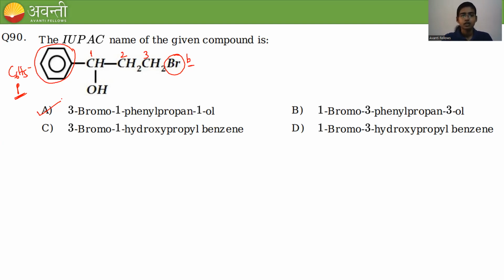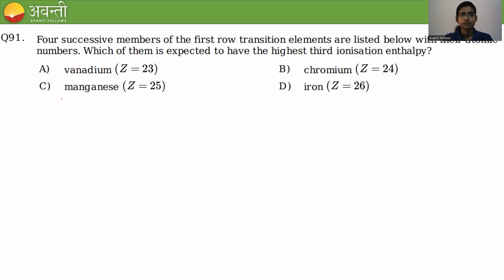fine. Now moving on to question number 91. 4 successive members of the first row transition elements are listed below with their atomic numbers. Which of them is expected to have the highest third ionization enthalpy? What is third ionization enthalpy? What is ionization enthalpy? The energy required to remove the electron from the outermost shell is called ionization enthalpy or energy. So the energy required to remove the first electron is first ionization enthalpy, second electron is second ionization enthalpy, removing the third electron is third ionization enthalpy.